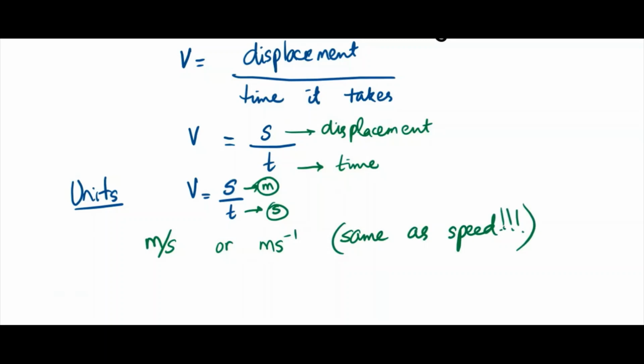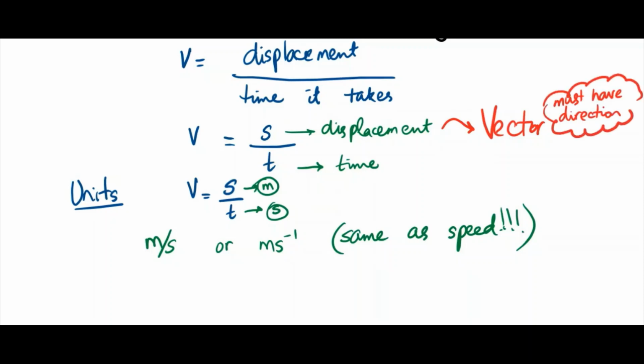But velocity is a vector quantity. What it means is that it must have direction, and it gets its direction from the vector quantity in the equation, displacement. So it's the same direction as the displacement.